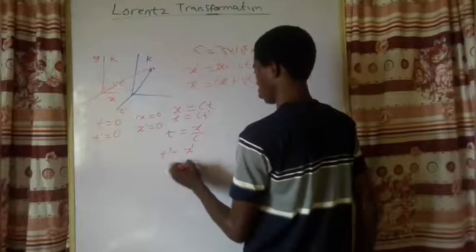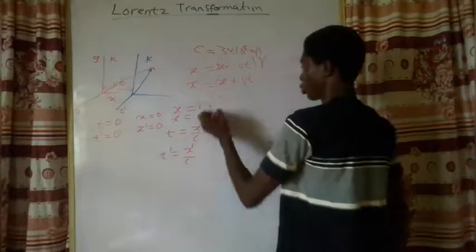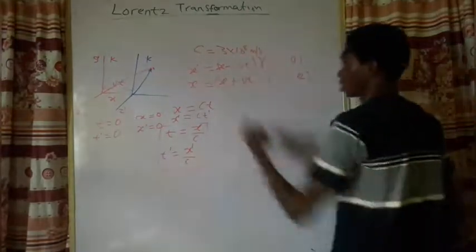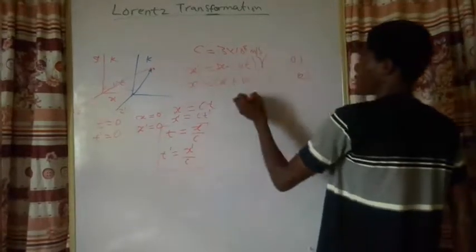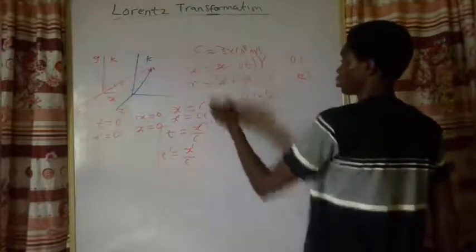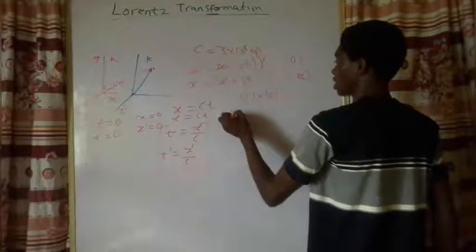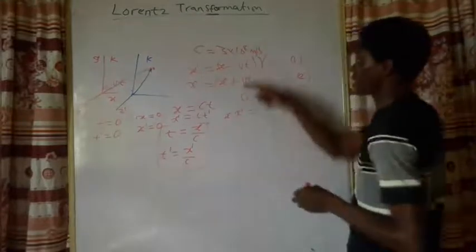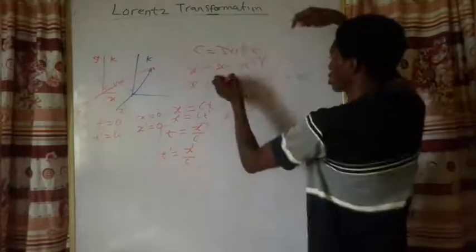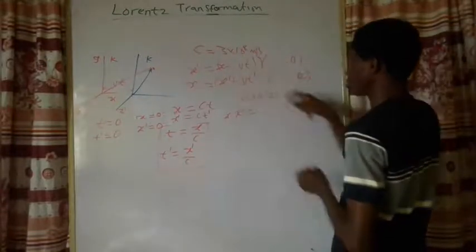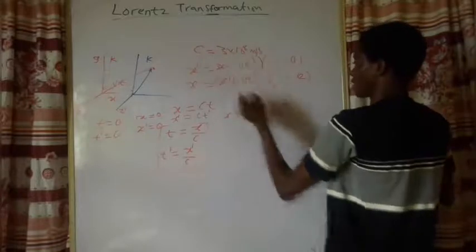X prime over C. So we really need these two things here. That's why I have to come back to it. Now let us multiply, say, equation 1 times equation 2. Let's see. This is going to be what? On this side, it will be X times X prime. Then on this side, we are going to multiply X prime VT prime, please. So X times X prime is what?